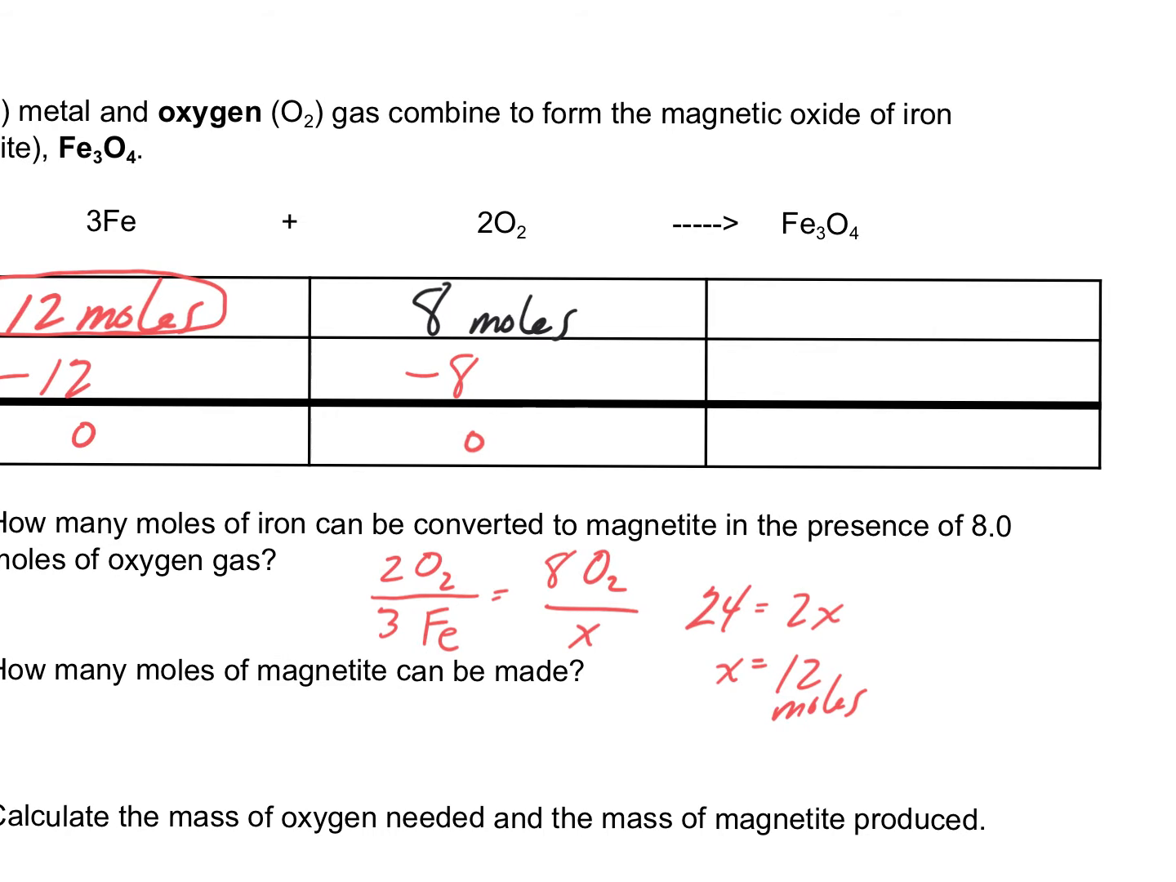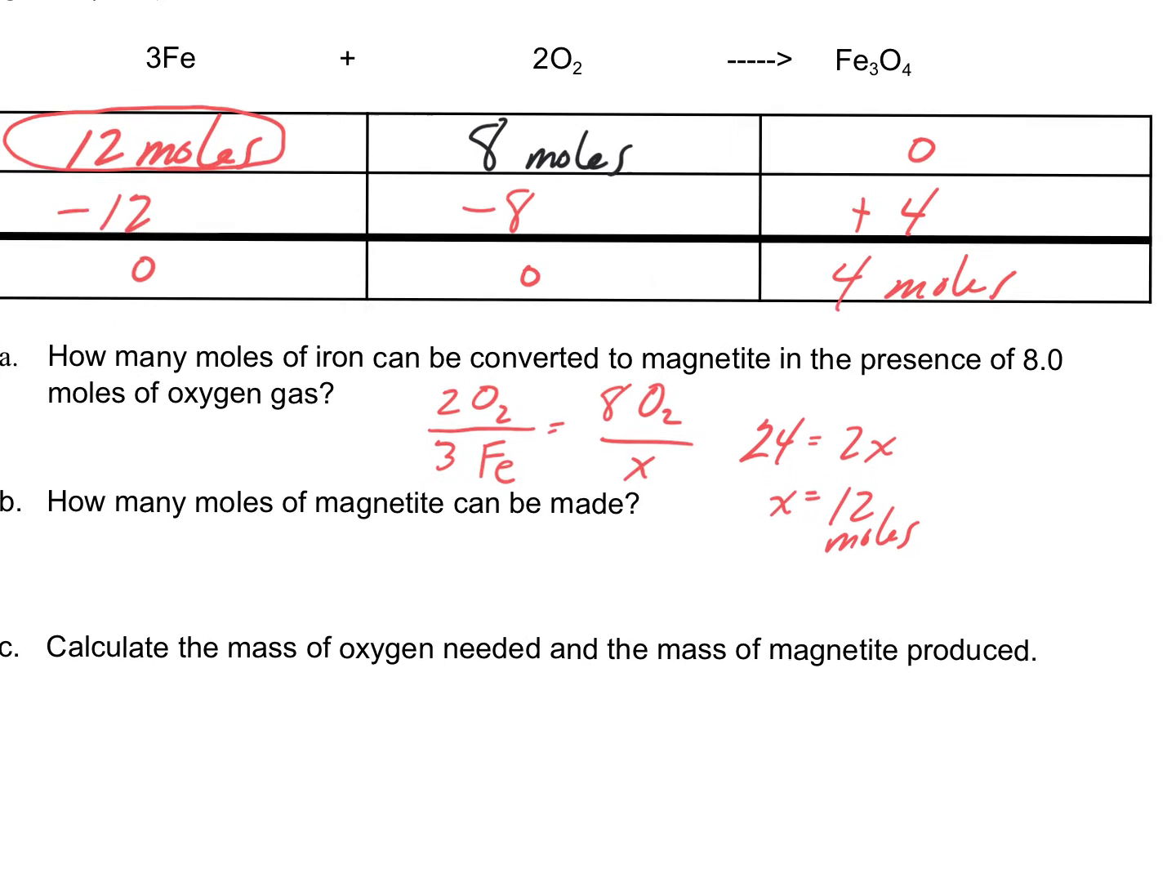All right, so how much magnetite am I going to make? In the beginning, the B part, nothing, because we haven't made anything yet. And then for the amount that we're making, why don't we just look at the ratio between oxygen and magnetite? It's a 2 to 1 ratio. So if I'm going to use up 8 oxygen, then I'll make 4 magnetite. And this is what I've made, 4 moles.